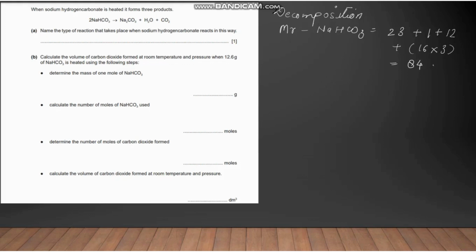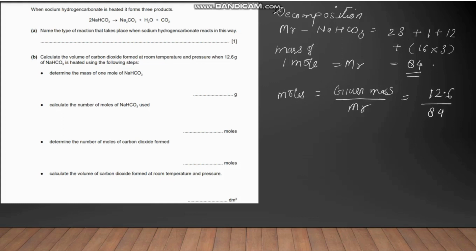So this molar mass is what? Mass of 1 mole. So mass of 1 mole is equal to molar mass, which is equal to 84 in case of sodium hydrogen carbonate. The second step says calculate the number of moles of sodium hydrogen carbonate used. So number of moles will be the given mass upon molecular mass. We have the given mass from the question, which is 12.6 divided by 84. And the answer will be 0.15 mole.